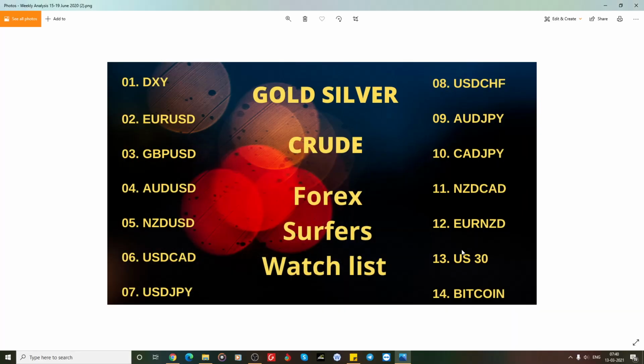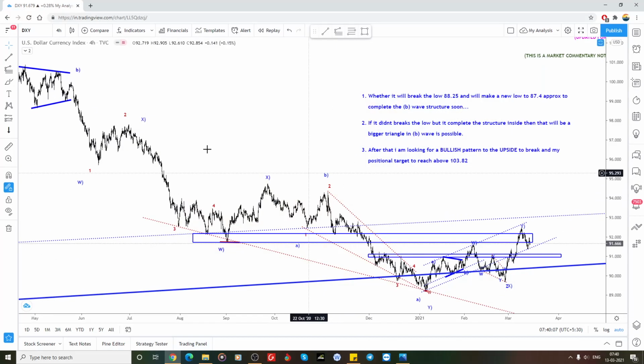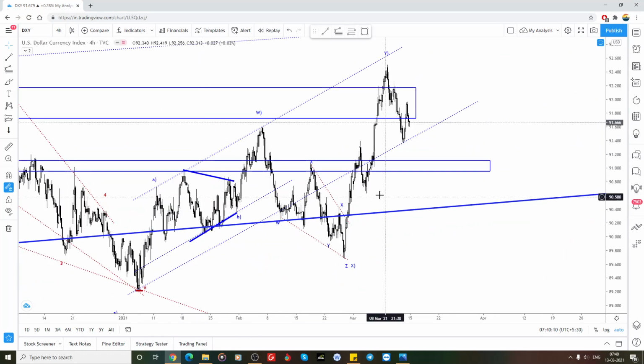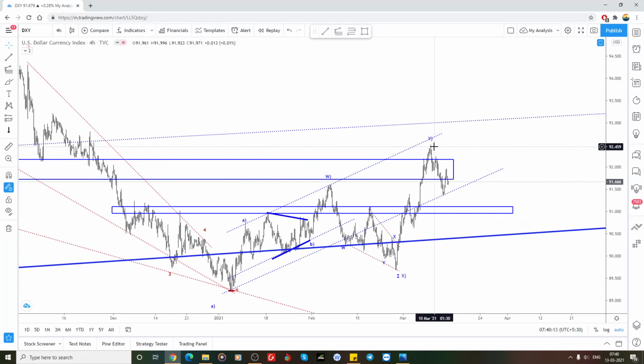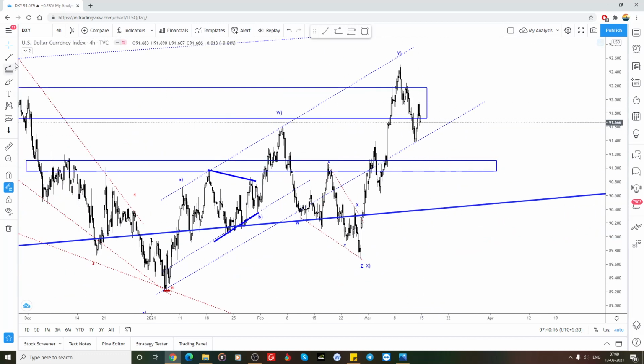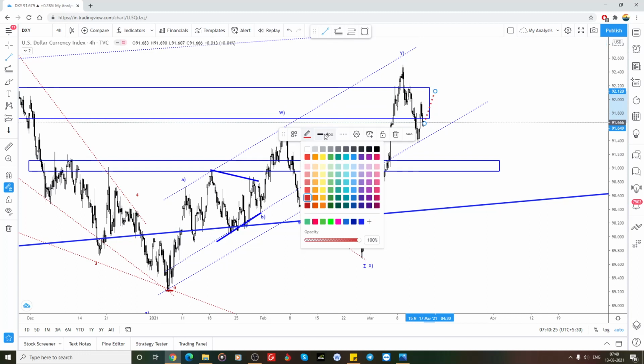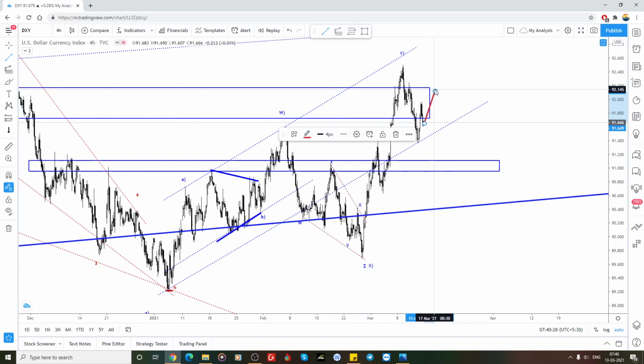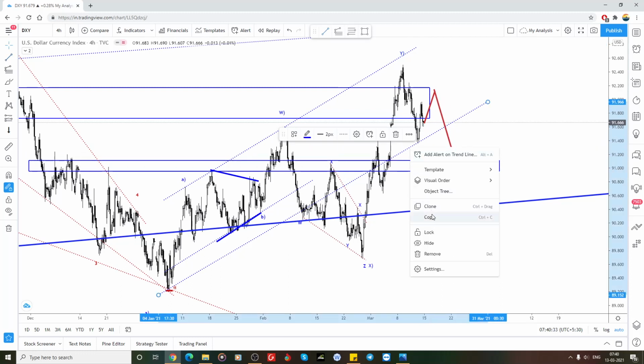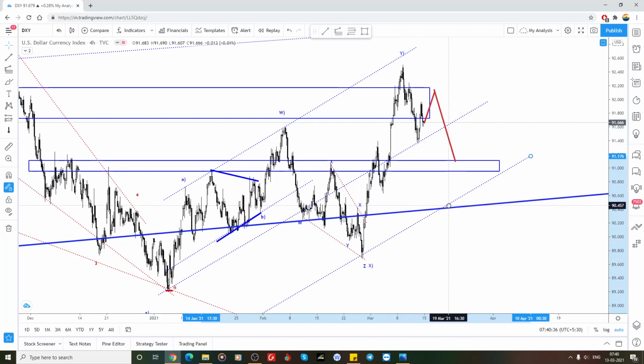So this is our watch list, regularly what we are doing every week. It starts from GXY. As I said, from here we got a nice rejection, and now I'm expecting some more correction, and then it may fall here. You just place this clone. Whether in this zone it may reach here, it's around the 91 zone.